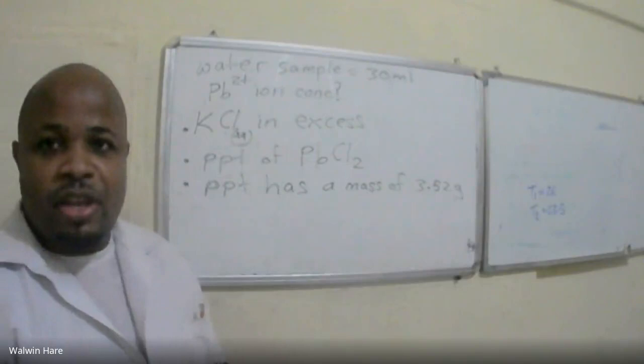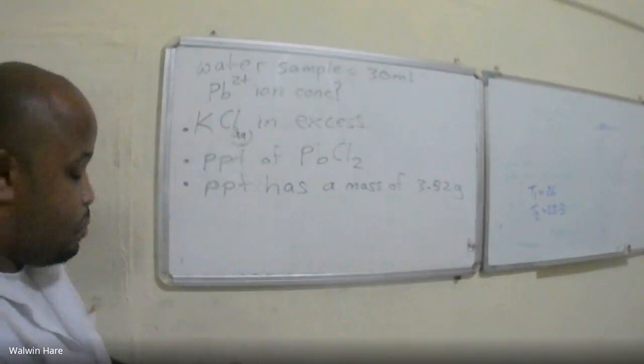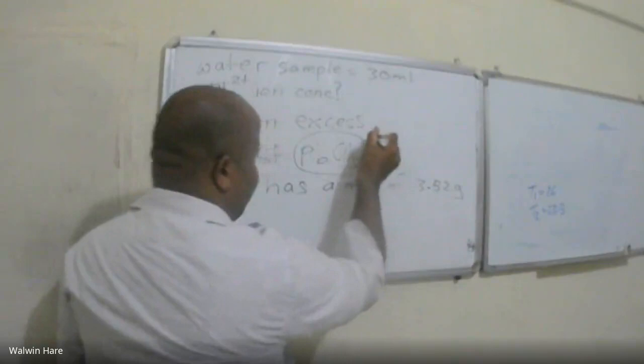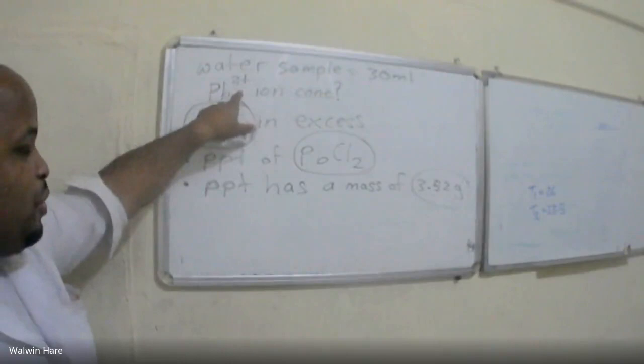We now need to find the concentration. So you notice I gave you the volume of the water sample. I gave you the mass of the precipitate. I told you what was added to the solution. All right? The KCl was added to the solution, right? And you found the precipitate of lead chloride. I gave you the mass of the precipitate, 3.52. And your objective, or your job, is to find the concentration of lead ion.